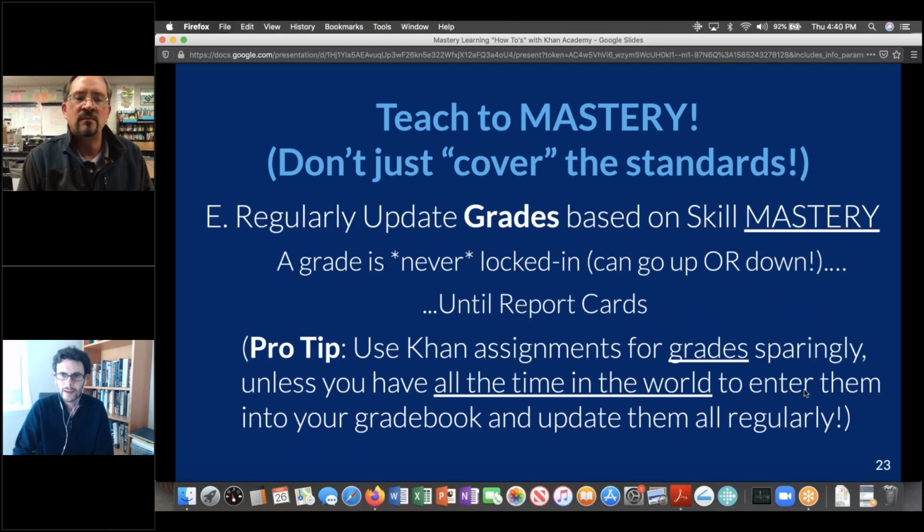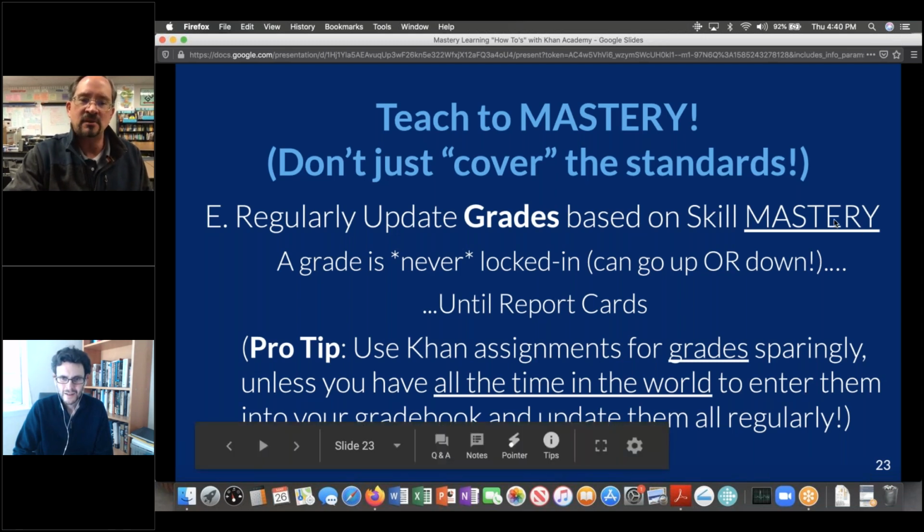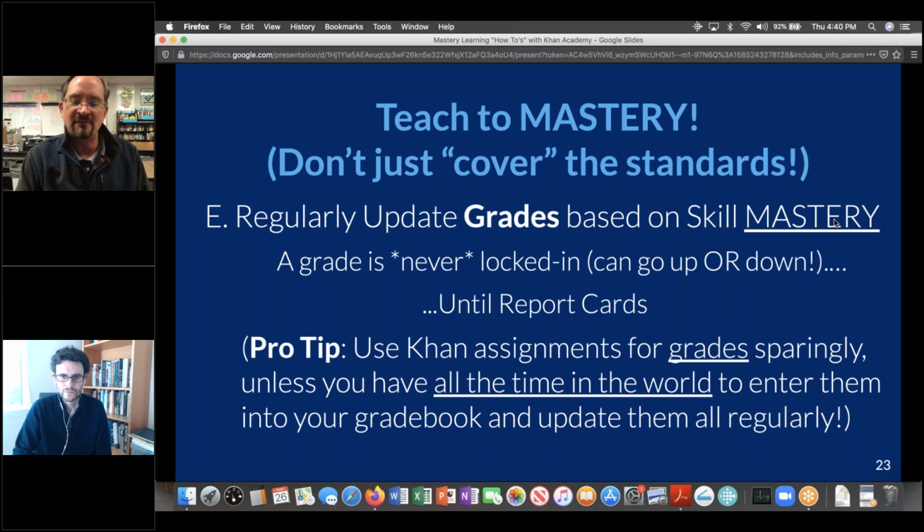Okay, another way to motivate, use grades. Khan Academy should be used for grades. In fact, I trust Khan Academy better than most assessments by far, based on mastery. And for me, a grade is never locked in. A grade can go up if they keep leveling up their mastery for a course, or a grade can go down, until report cards. Once report cards happen, their grade is locked in, especially semester report cards. Grades are locked in, but by the end of the year, they can keep working.